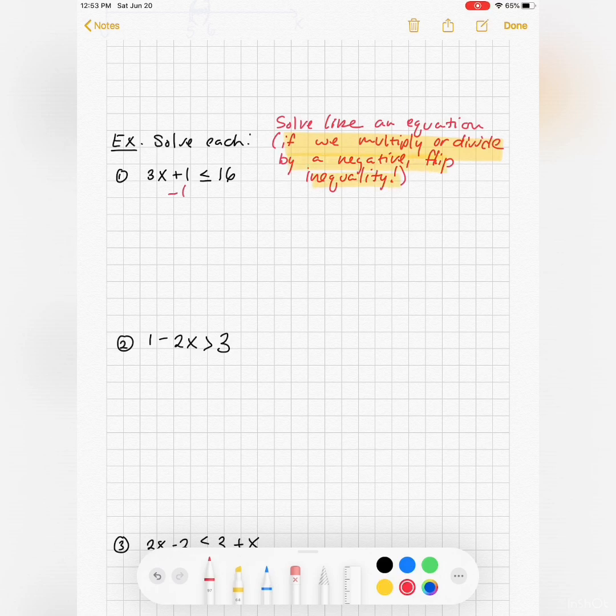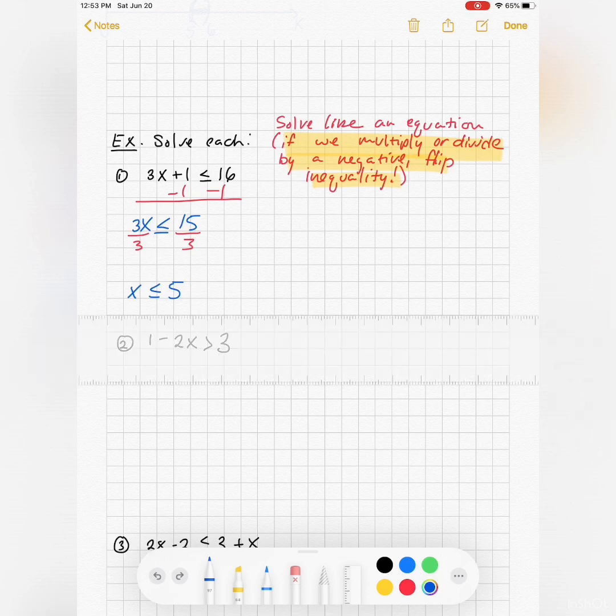So in other words, I would solve this the same as I would solve an equation. So I'd subtract the 1. Oops, I want to keep that inequality sign. And then I divide by 3. Now I'm dividing by a positive number, so in that case, I don't have to flip anything. So x is less than or equal to 5.